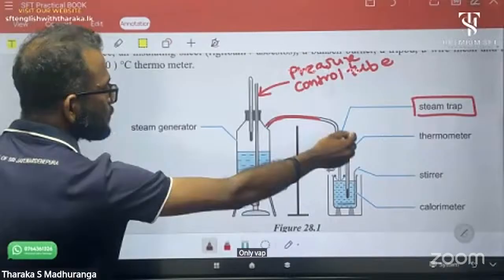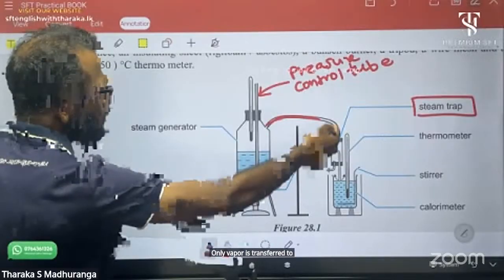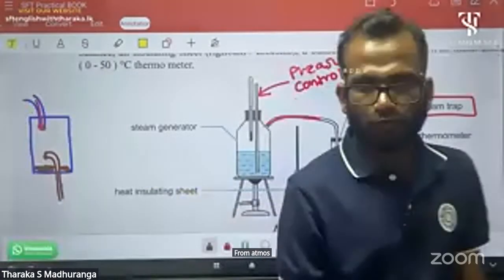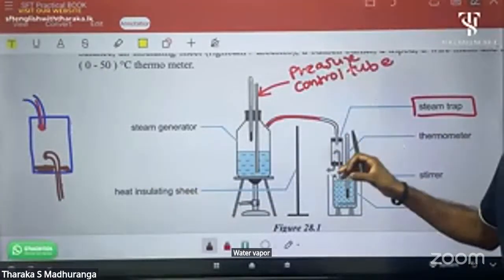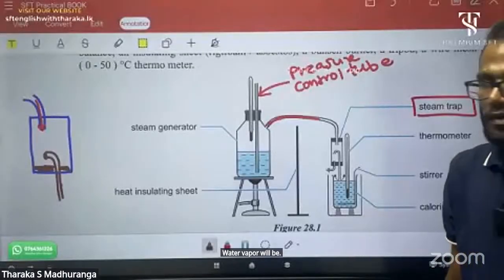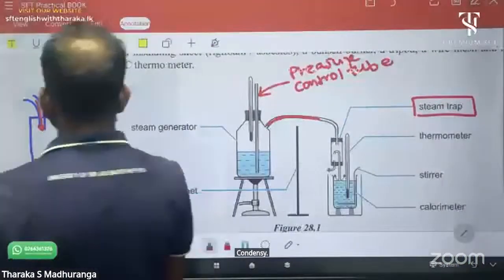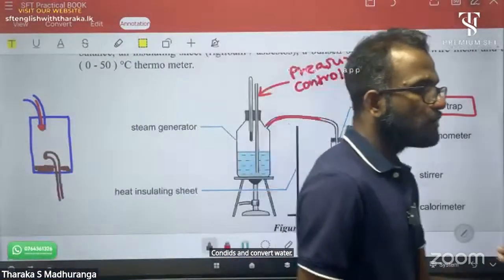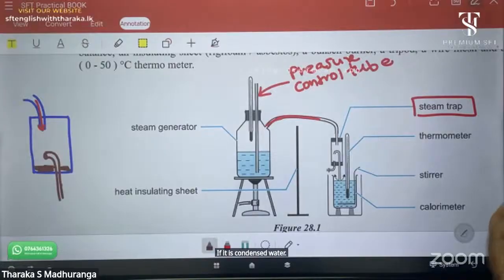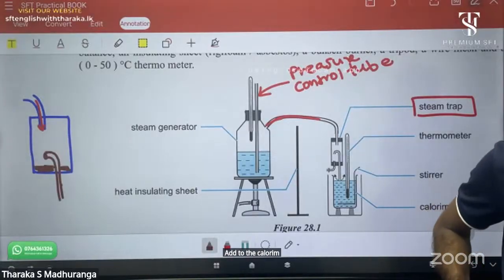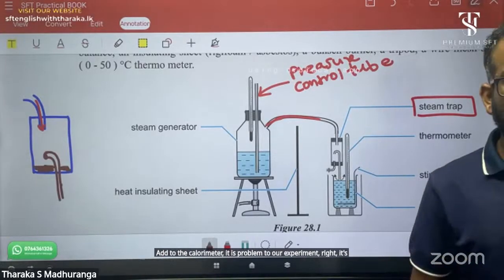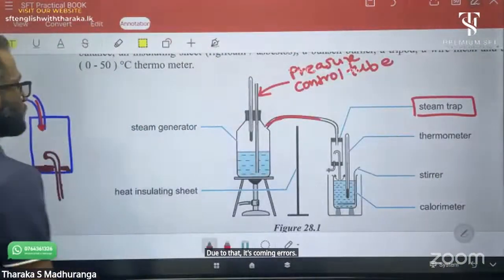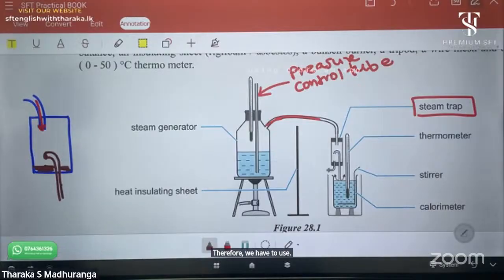During the transportation, during cooling from the atmosphere, some part of the water vapor will condense and convert to water. If condensed water is added to the calorimeter, it is a problem for our experiment, right? It causes errors. Therefore we have to use a steam trapper.